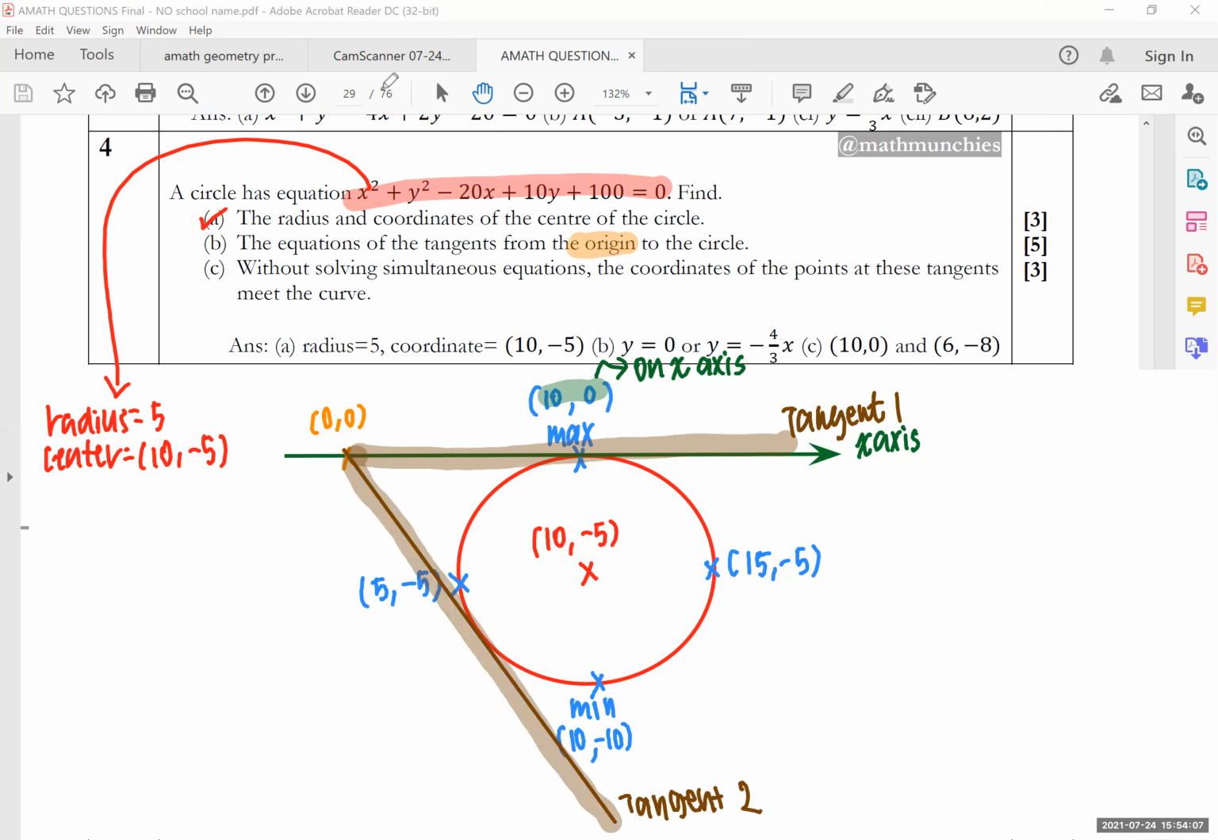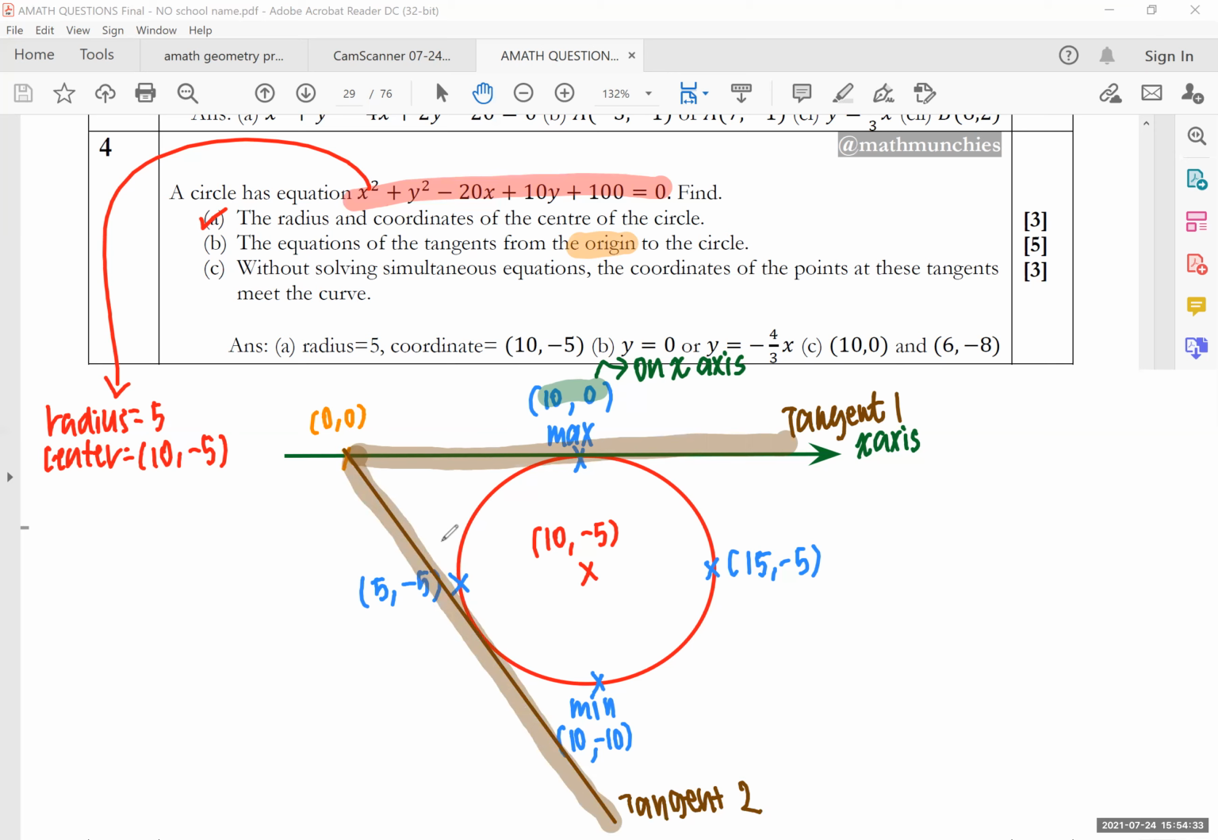But you need to be very careful, guys. Can you see the tangent is not touching (5, -5)? So make sure you draw very carefully, okay? You cannot assume that (5, -5) is on the tangent. I repeat, can you assume that (5, -5) is on the tangent? No. Cannot.